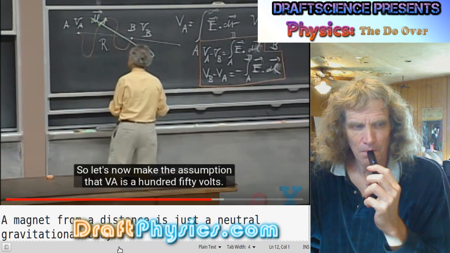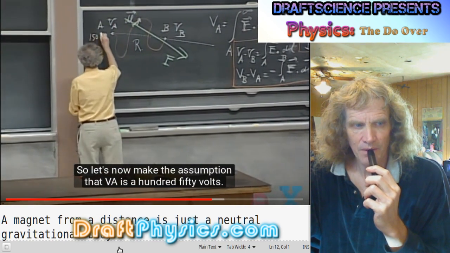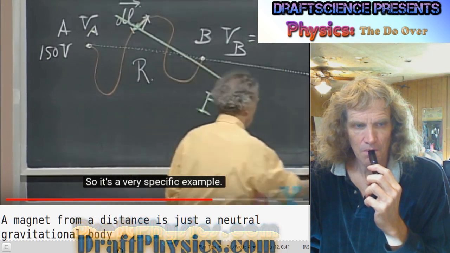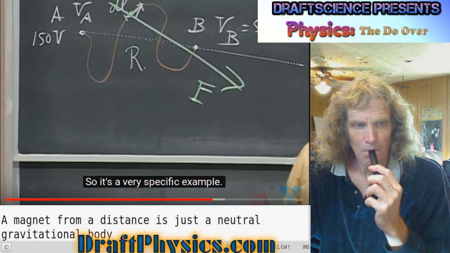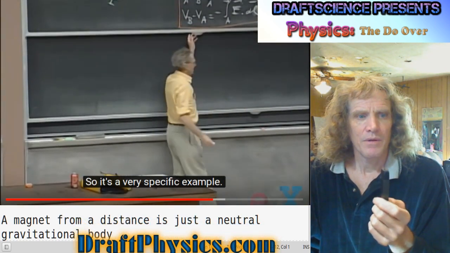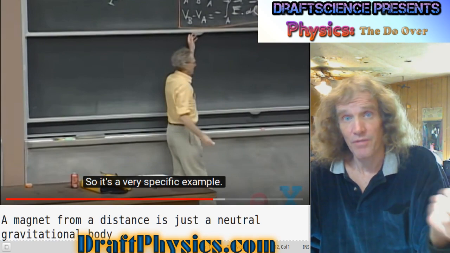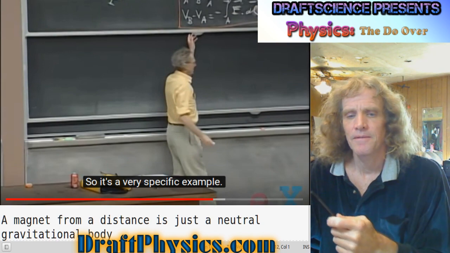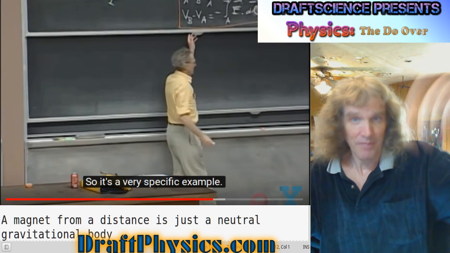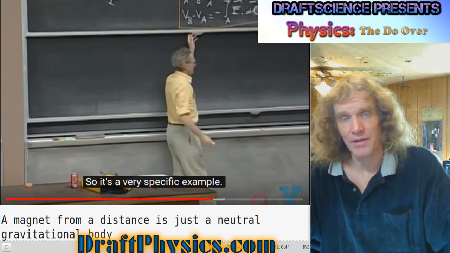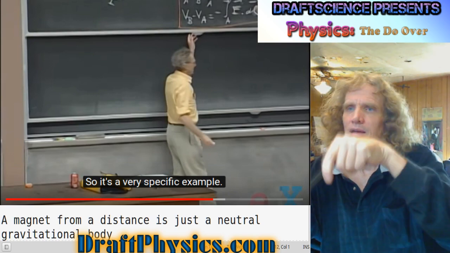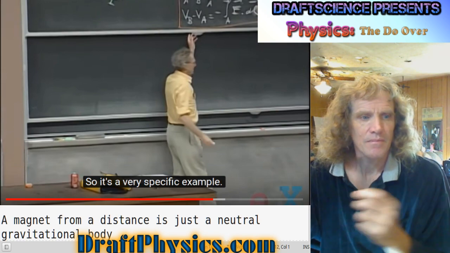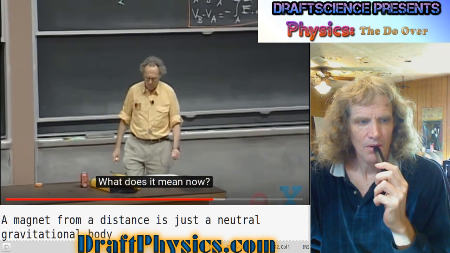So let's now make the assumption that VA is 150 volts and that VB, for instance, is 50 volts. So it's a very specific example. So we have an obvious 100 volt difference in pressure between the two spaces. And if it's a Venn diagram producing this in atmosphere, it means every atom in the atmosphere is going to be pressurized.